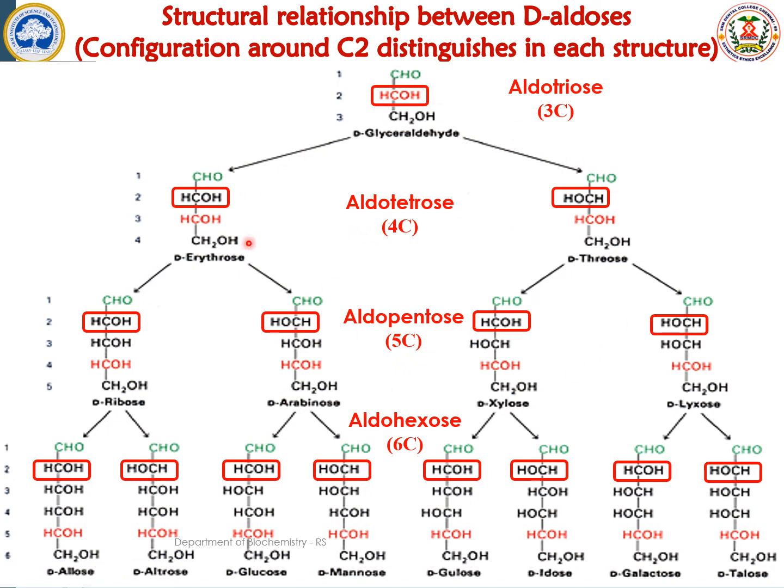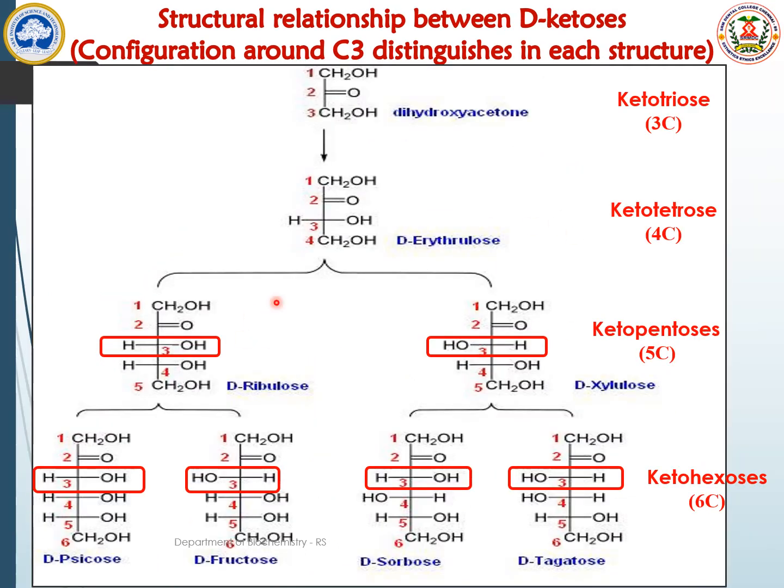When you look into the structure or configuration of the sugars, those of the same type differ only at the second carbon. Again, this slide shows the structural relationship between D-ketoses, that means the keto sugars. It starts with the simplest ketose sugar, that is dihydroxyacetone. Here, by inserting or adding one carbon at the third carbon position, the chain length of the sugar increases. So the keto triose can give rise to keto tetrose. Keto tetrose can give rise to keto pentose. Keto pentose can give rise to keto hexose. So each structure or configuration differs only at the third carbon position.